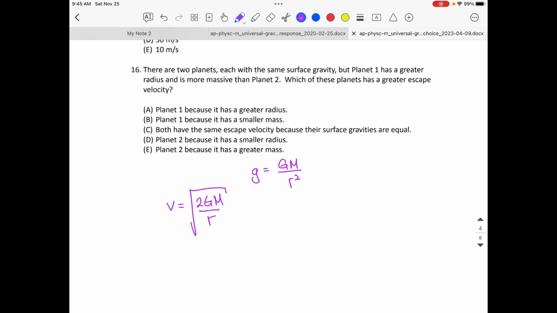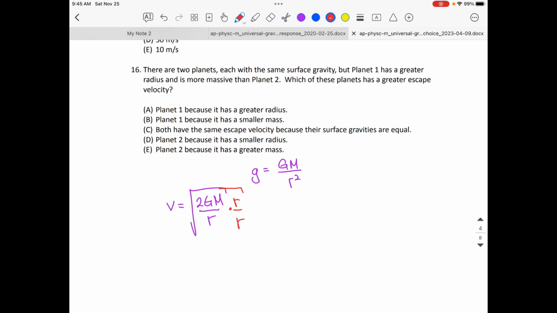Now, these look pretty similar. The only problem is that we don't have an r squared here. So what we need is to include an r squared somewhere in there. So I am going to multiply r top and bottom, and this is all under the square root.